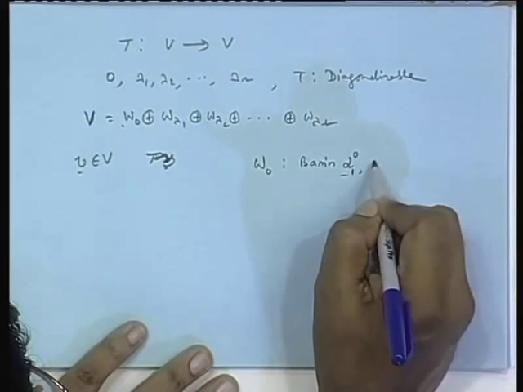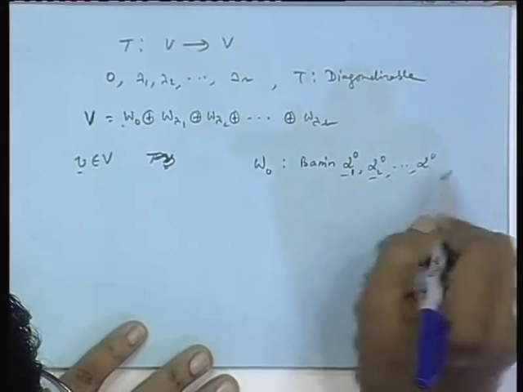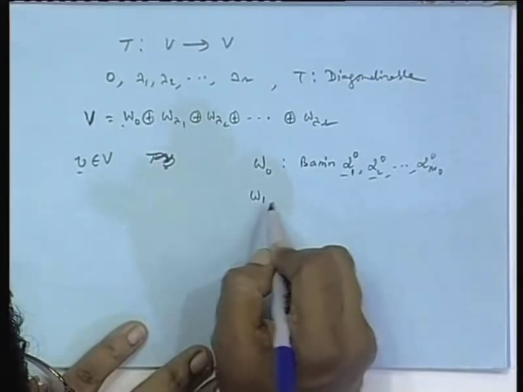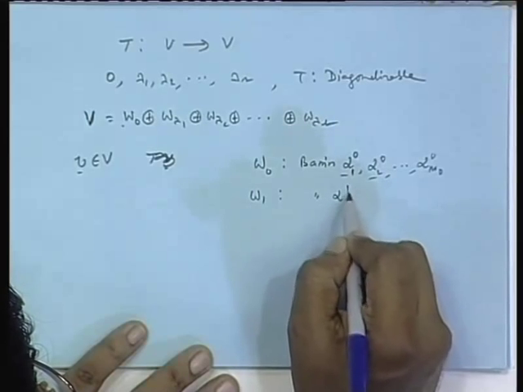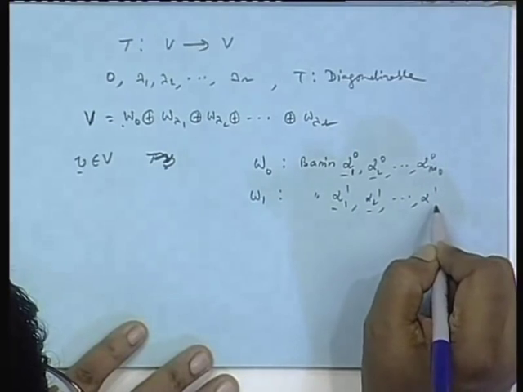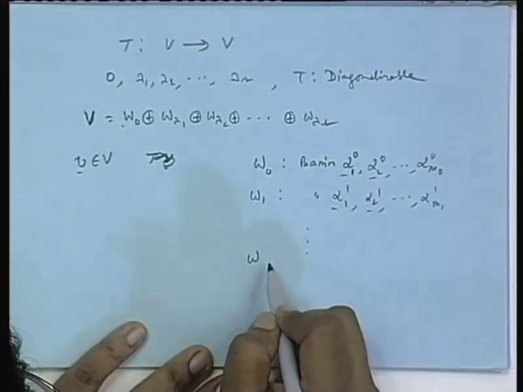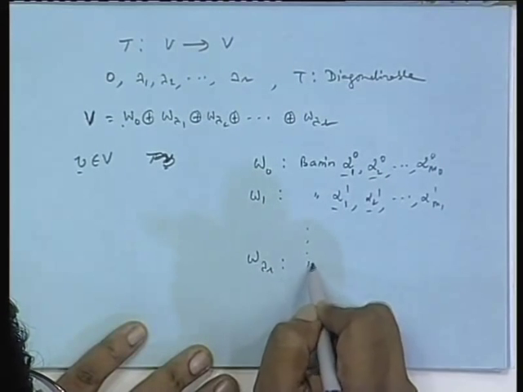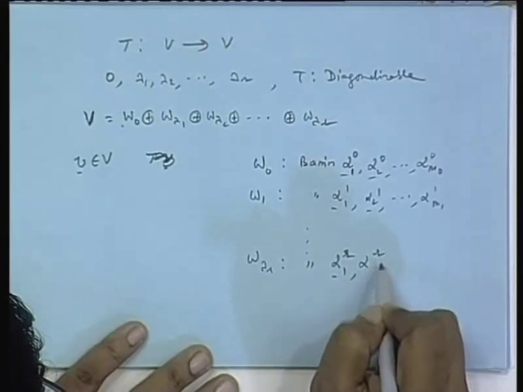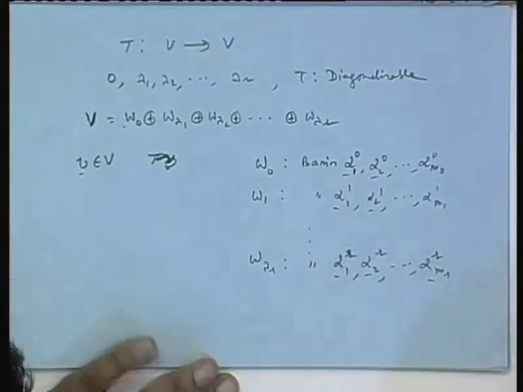W_0 has a basis alpha_0,1, alpha_0,2, ..., alpha_0,m_0, total number is say m_0. W_λ1 has a basis alpha_1,1, alpha_1,2, ..., alpha_1,m_1. Then W_λr has a basis alpha_r,1, alpha_r,2, ..., alpha_r,m_r.